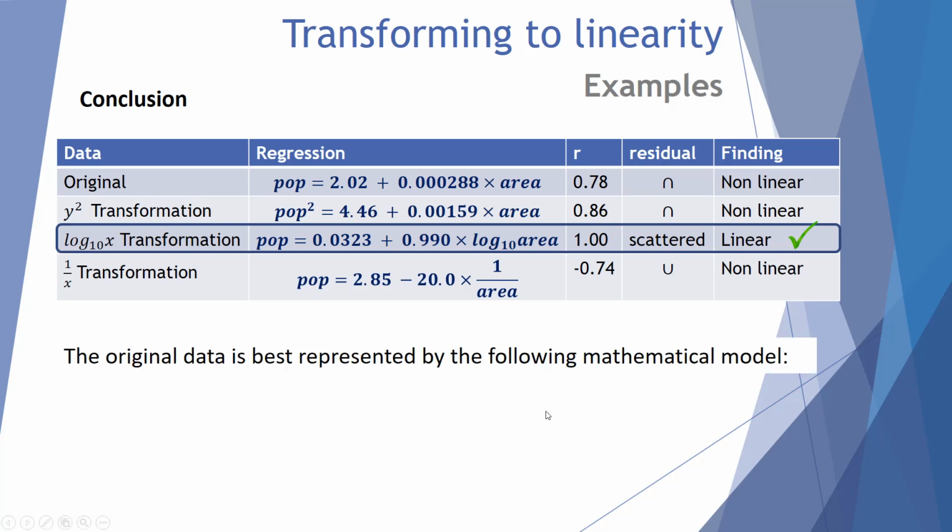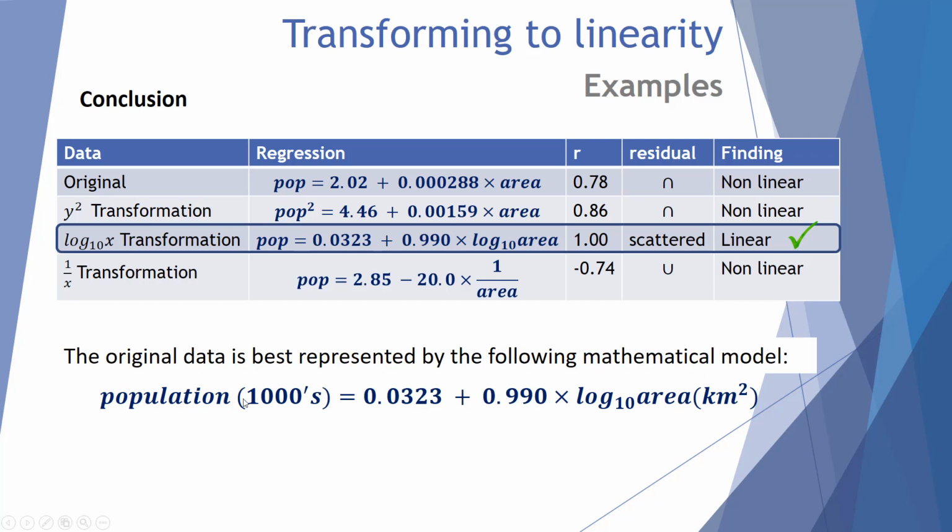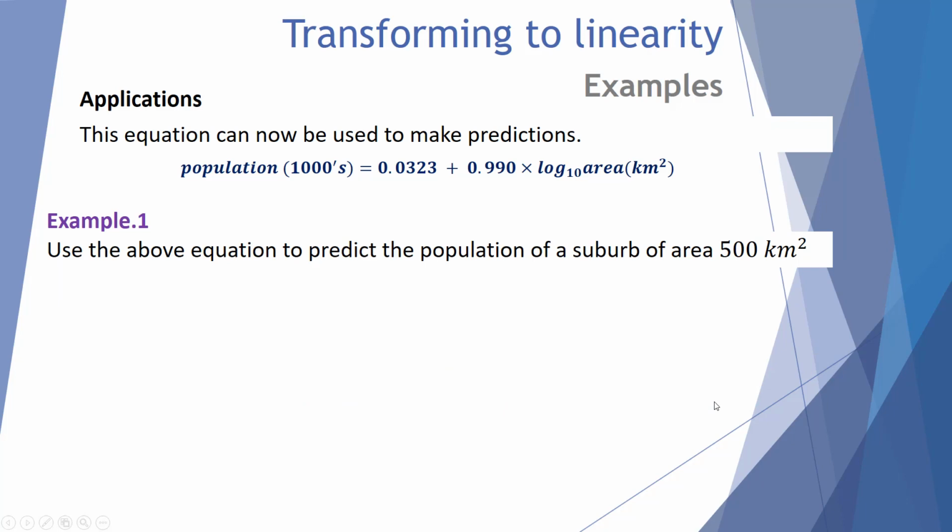So the original data is best represented by the following mathematical model. Population in thousands is equal to 0.032 plus 0.990 multiplied by the log 10 of area in kilometers squared. Now that we have this, let's look at a couple of applications. We can now use this formula, or equation rather, to make predictions.